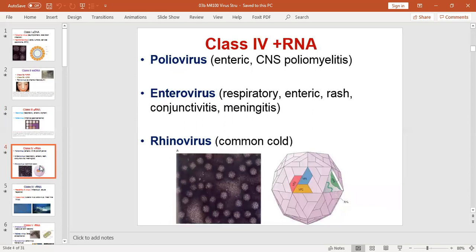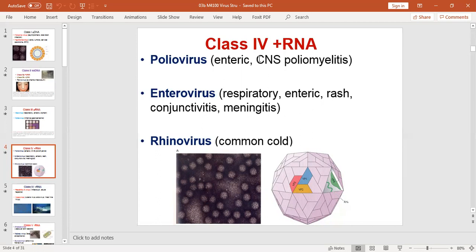Slide number 4, class 4 positive strand RNA viruses or single-stranded RNA viruses, the positive or sense strand. These include poliovirus, enterovirus, and rhinovirus. Poliovirus causes enteric and CNS poliomyelitis.